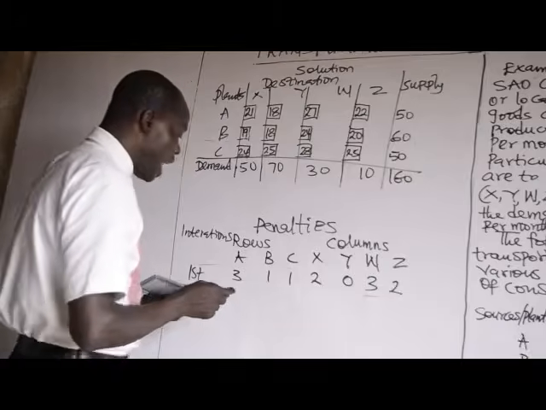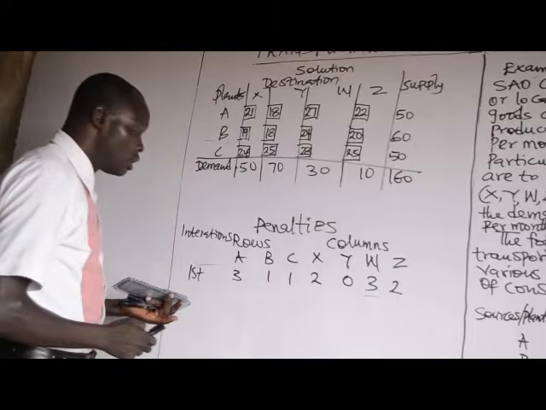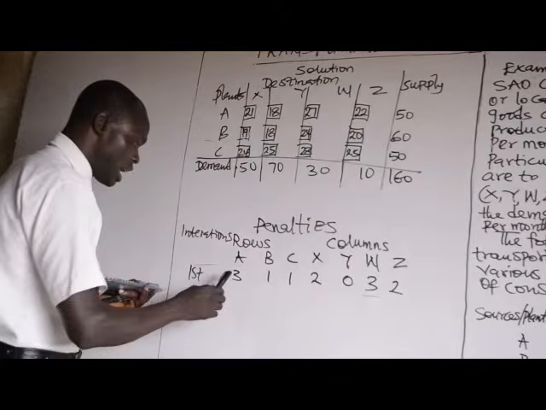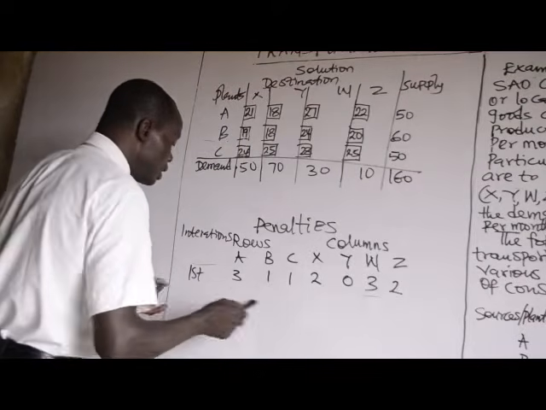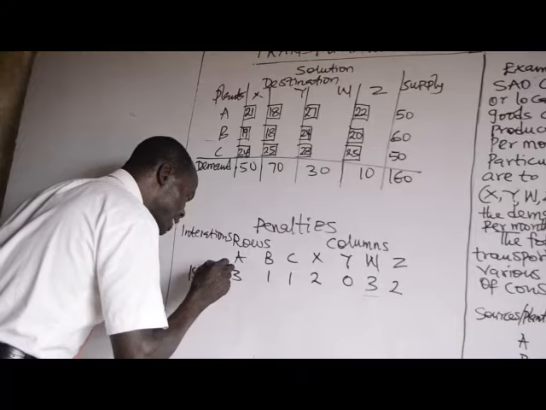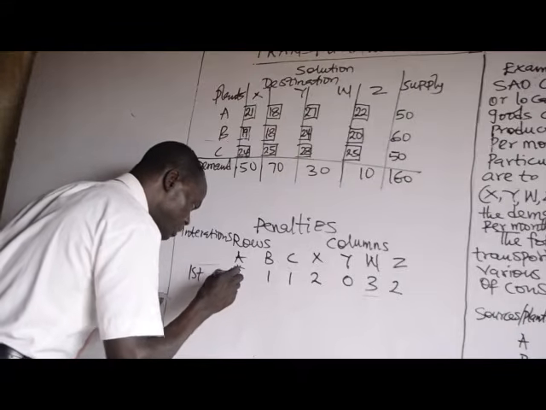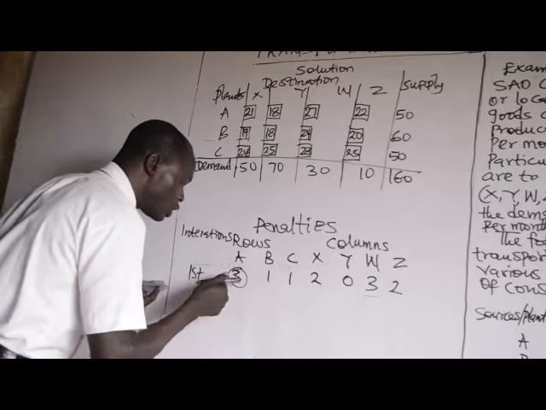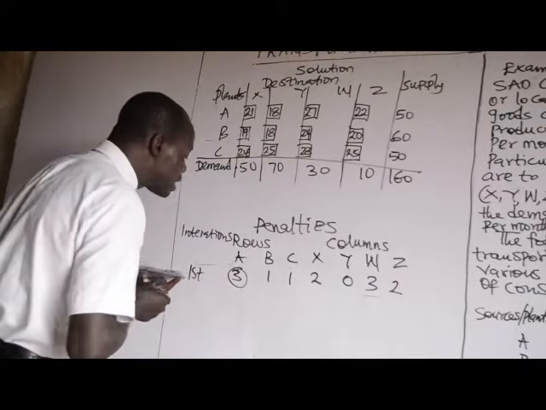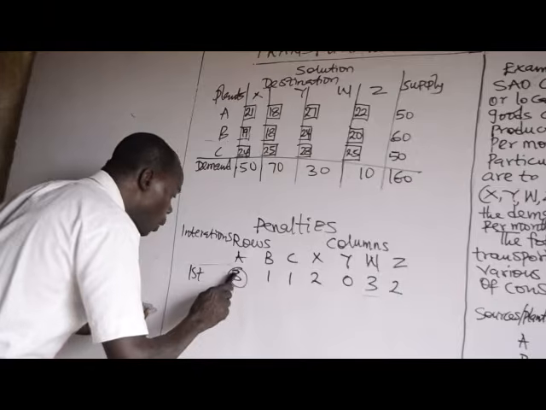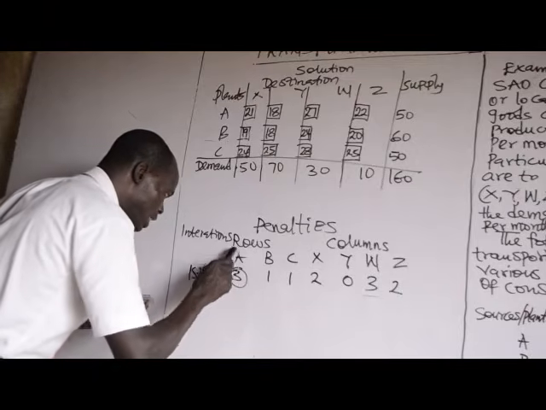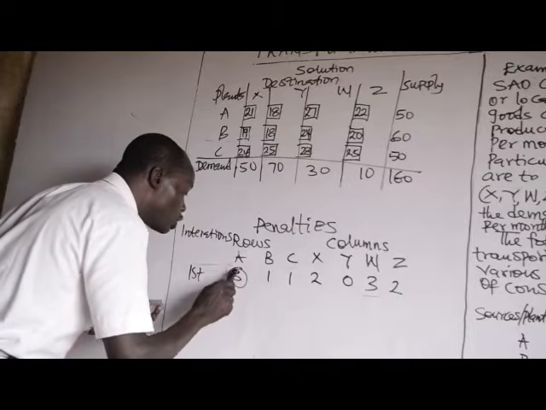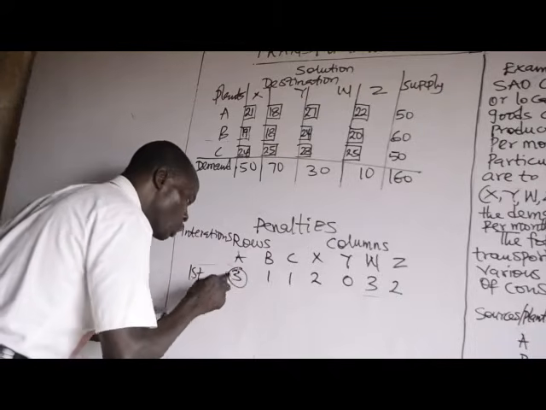And I said, having determined the penalty, you choose the highest of the penalties. The highest is 3. Then you now allocate. We choose 3 because 3 is the highest. So let's take this one. And you make maximum allocation to the row A now. Since we have that 3 in row A, you make the maximum allocation to the least cost in row A.